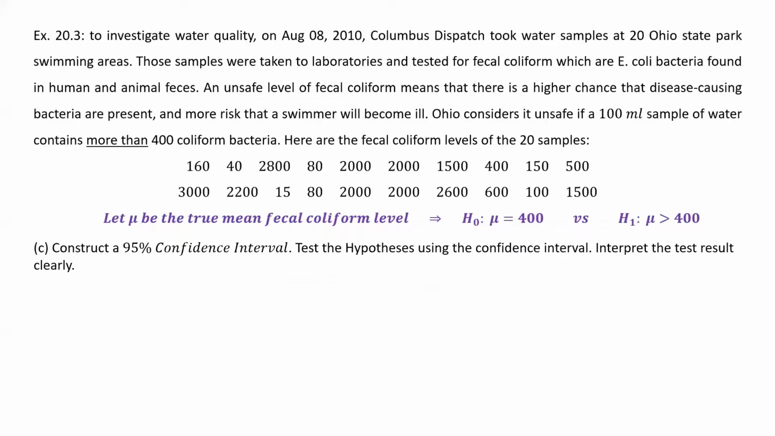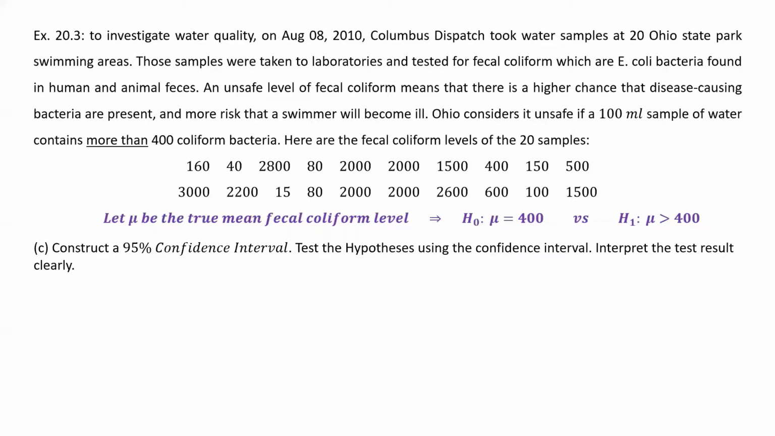All right, part C, construct a 95% confidence interval. Test the hypothesis using the confidence interval. Interpret the test result clearly. You already know how to compute the confidence interval. This is a right-sided test. Therefore, we will need a 95% upper t confidence interval.